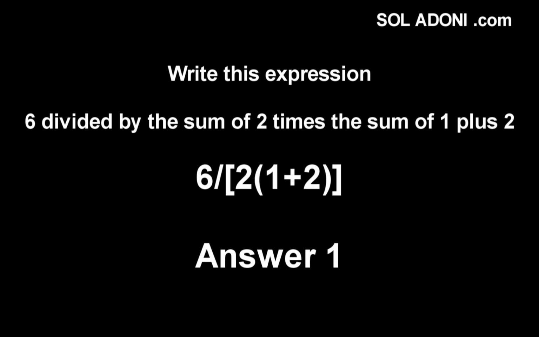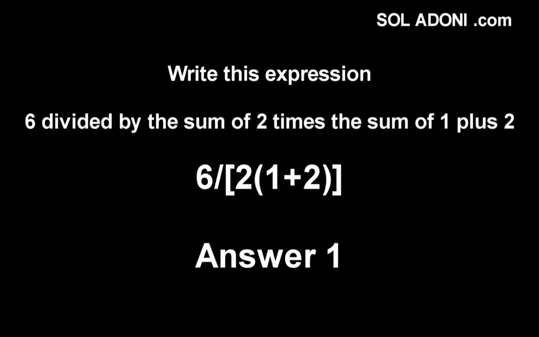Now, if we write this expression, 6 divided by the sum of 2 times the sum of 1 plus 2, we then have 6 divided by a square bracket, 2, parentheses, 1 plus 2, closing parentheses, closing square bracket. That's the proper way to notate this. The answer then is unequivocally 1. Now the problem is it wasn't written that way.